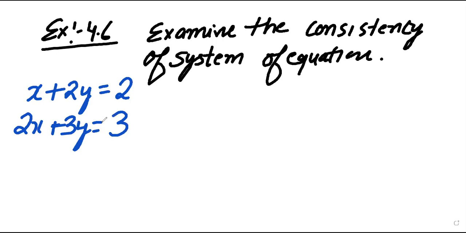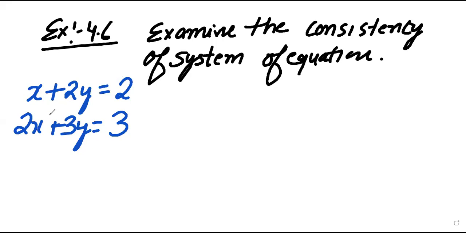What is given to you? The equations are given, and you have to check the consistency of that. I explained consistency completely yesterday. If you get the solutions, then we say that it is consistent. And if not, then we say that it is not consistent. Means for infinite and unique solution, we say it is consistent.